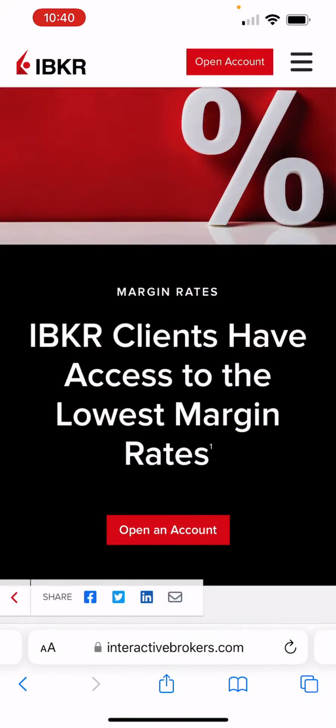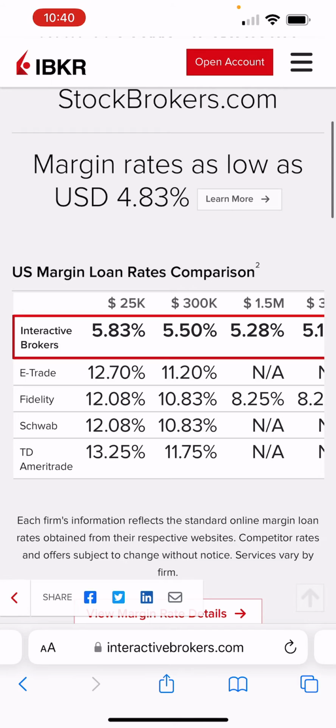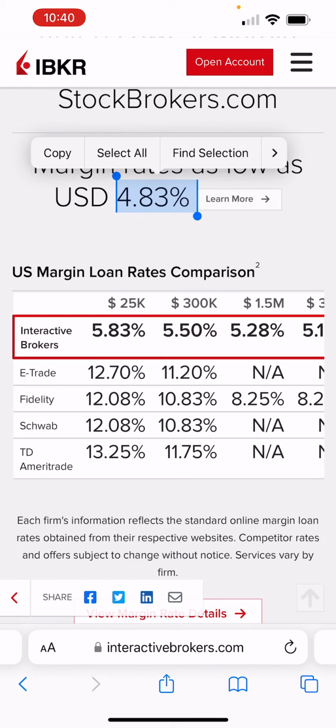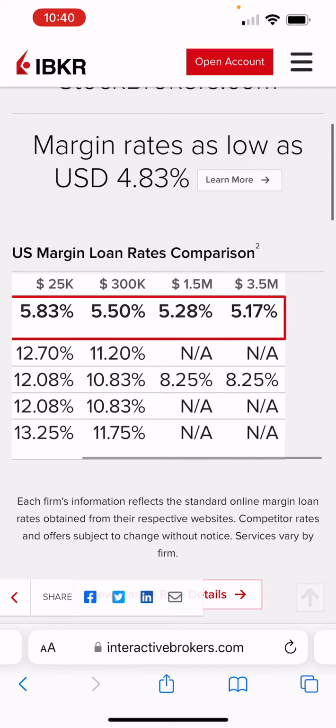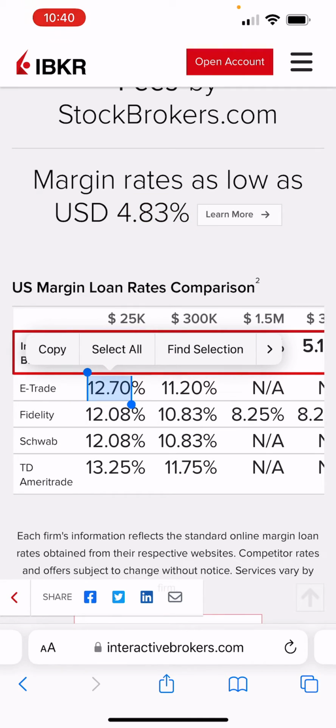Okay, I know Interactive Brokers offers rates as low as, here as you can see, 4.83%. It depends on your account size, of course. Even if the rate is 12, see E-Trade, their rate is 12.7, it says, but mine is 5 because I simply called and negotiated. If you trade a lot and you're very active in your account, they will give you a lower rate. Just simply ask for it.